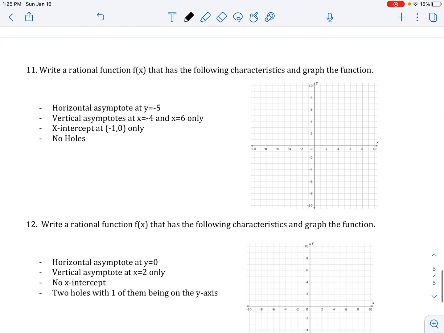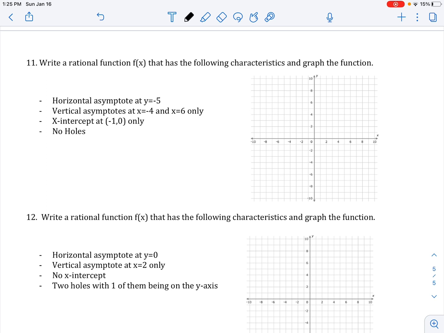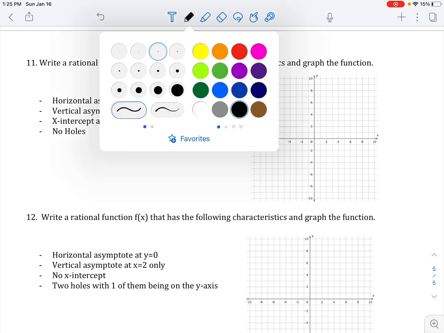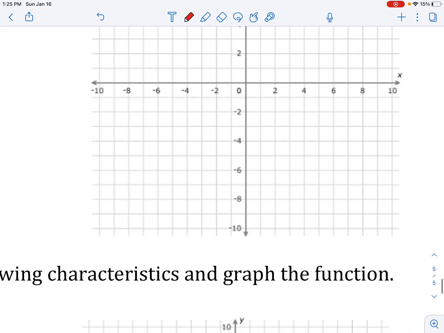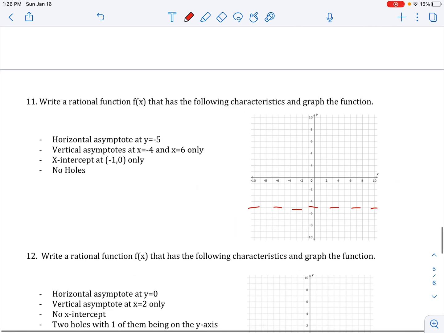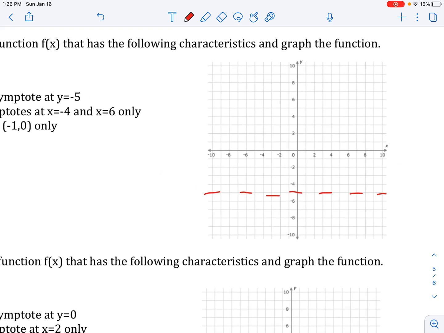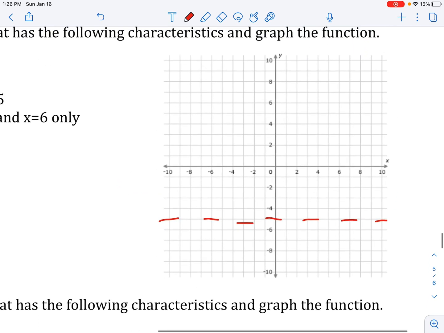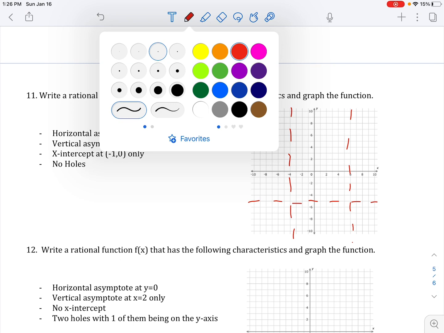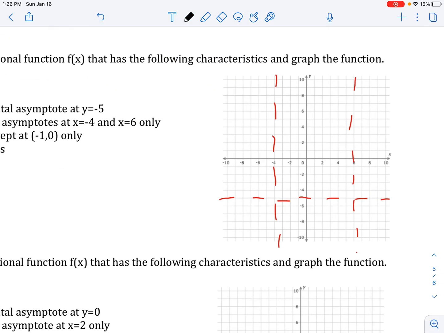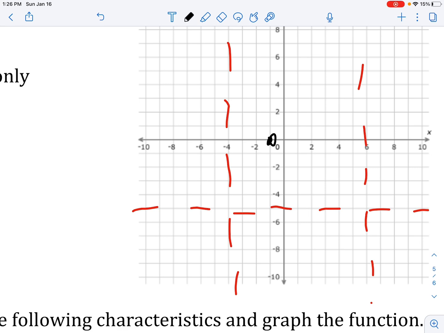Number 11, what are we doing here? We are writing our own function. And so when we do that, we have a horizontal asymptote at y equals -5. So that's going to be here. I'll just draw that in so we get a look. Vertical asymptote at x equals -4 and x equals 6. So at -4 is here, 6 is here. X-intercept is at (-1, 0). So here is an x-intercept.